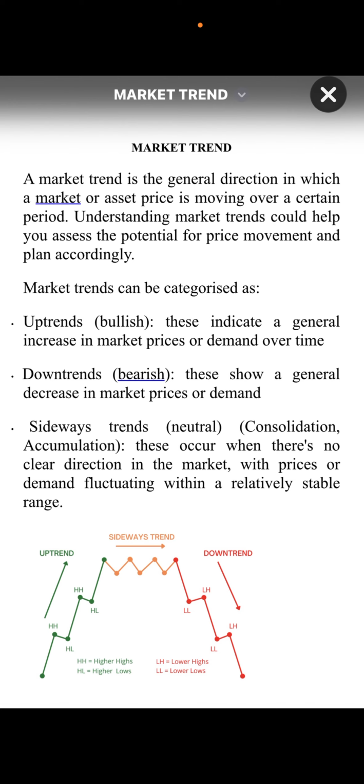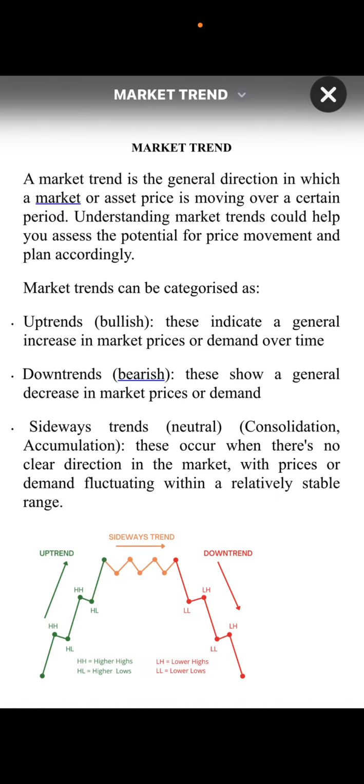Now let's talk about the different categories of market trend. We have the uptrend. This has to do with the bulls. What is the meaning of bulls? Bulls is a market condition in which buyers are more effective in the market than the sellers. So if we say that a crypto market is bullish, it means we are expecting the price of that crypto to go up.